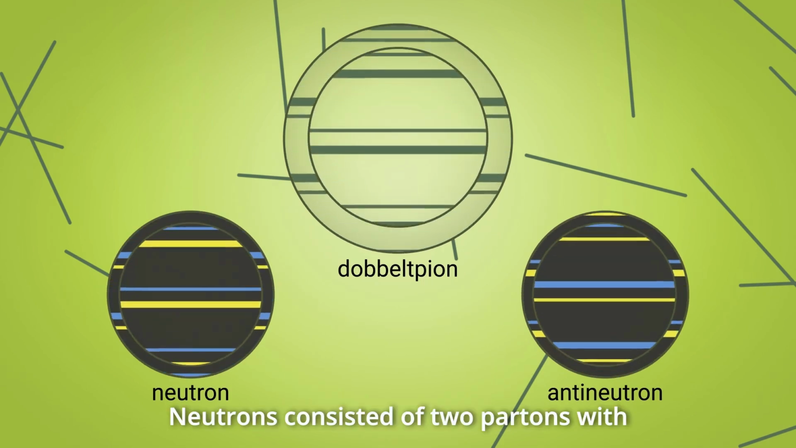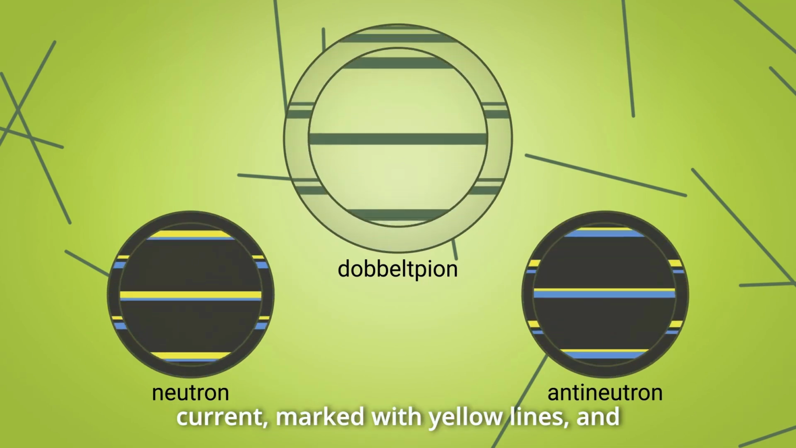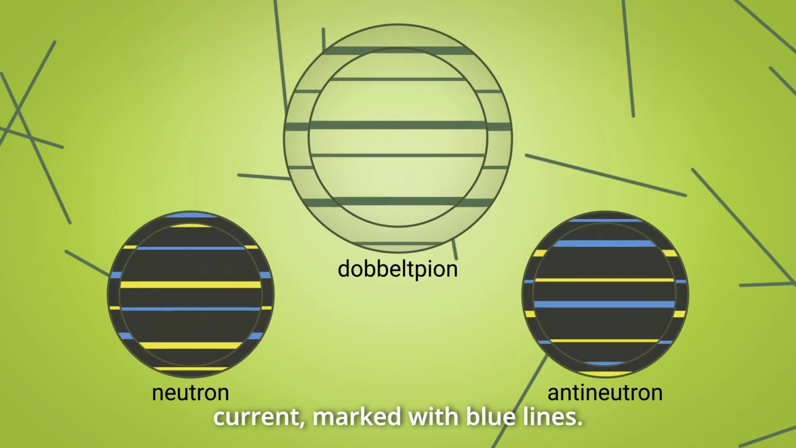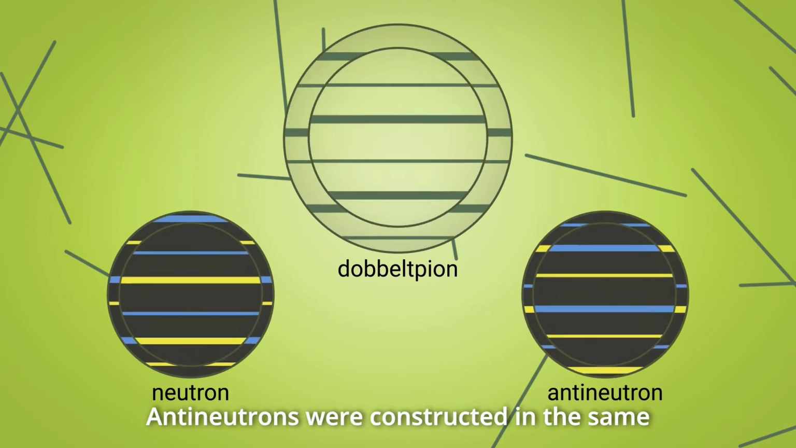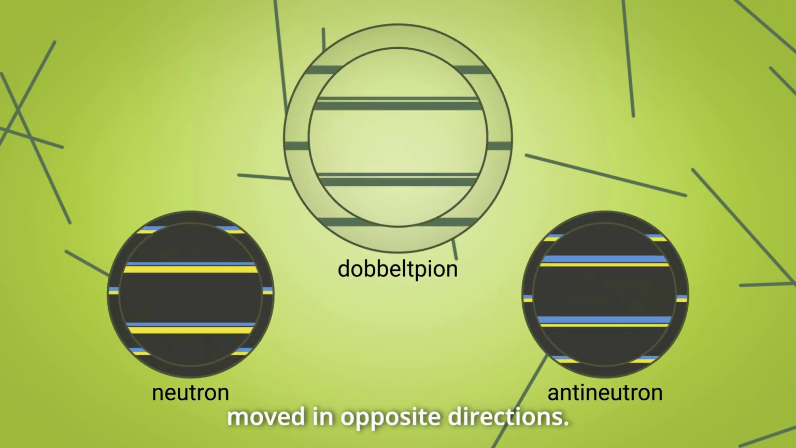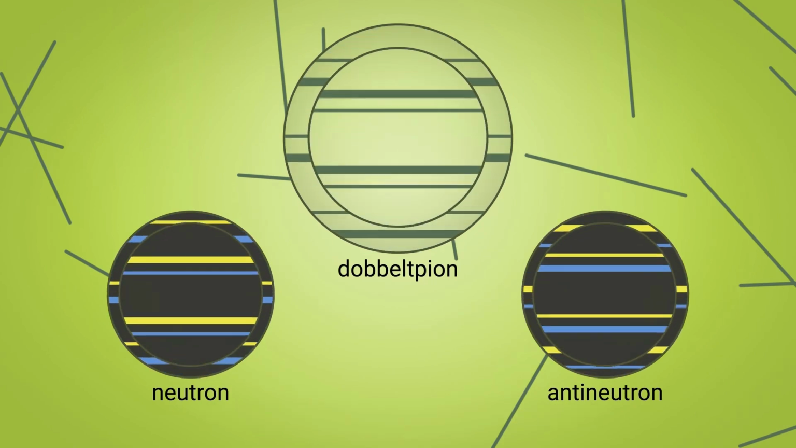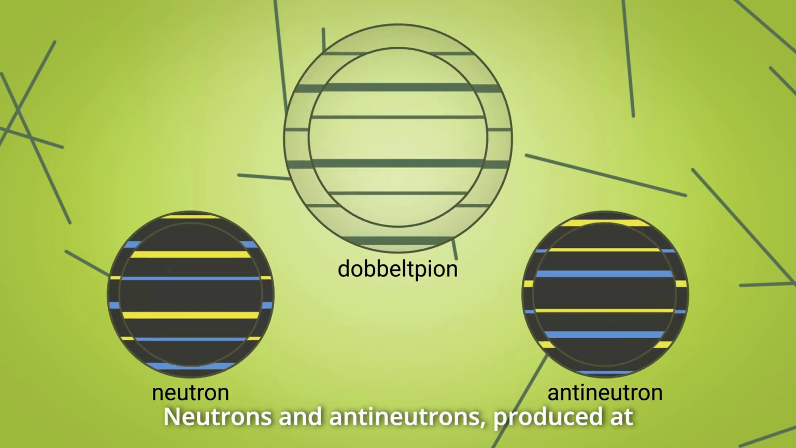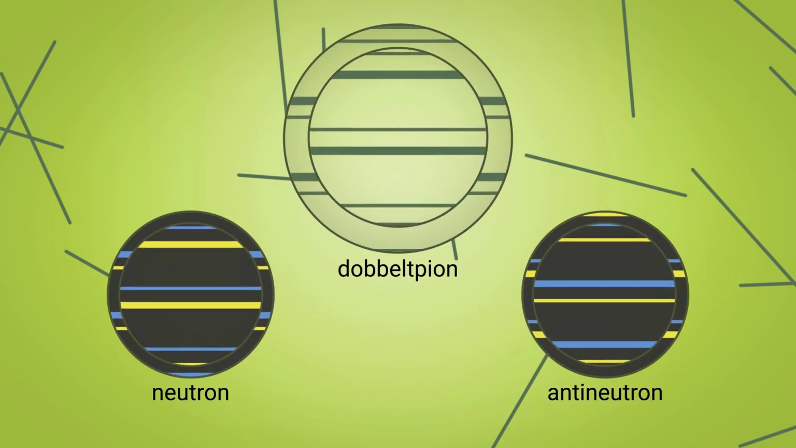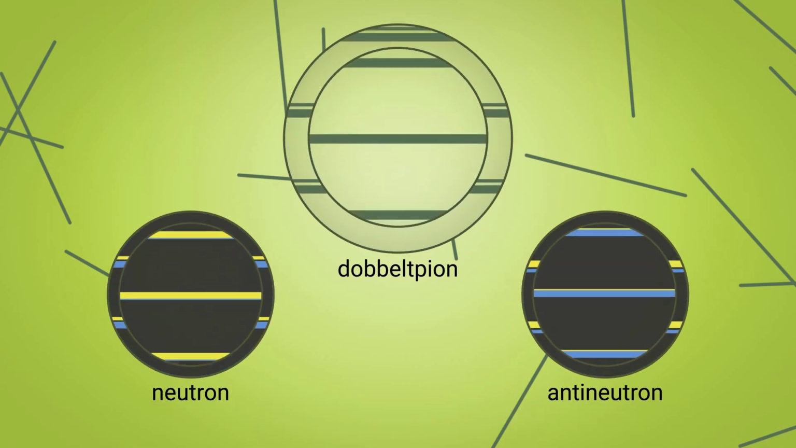Neutrons consisted of two partons with the same direction of rotation of the positive current, marked with yellow lines, and the opposite direction of rotation of the negative current, marked with blue lines. Antineutrons were constructed in the same way, except the positive and negative currents moved in opposite directions. An equal number of neutrons and antineutrons were produced. Neutrons and antineutrons, produced at the same time, had opposite magnetic directions and repelled each other. These neutrons and antineutrons enabled a new evolution of the universe.